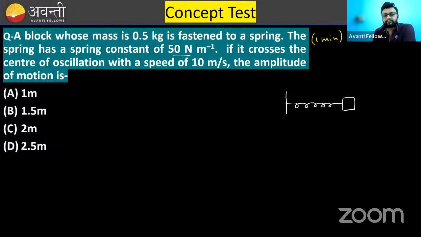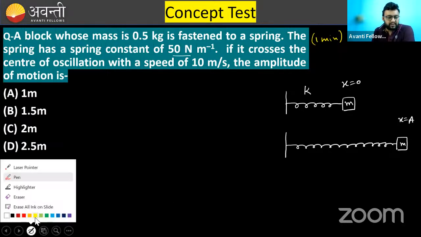This is the block. And again, let's suppose this is the mean position, x equals 0. When it is at the extreme position, I am saying x equals a. Clear? This is spring constant k. Mass of the block is m.